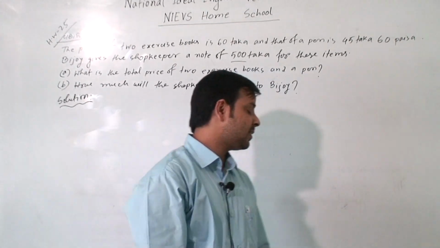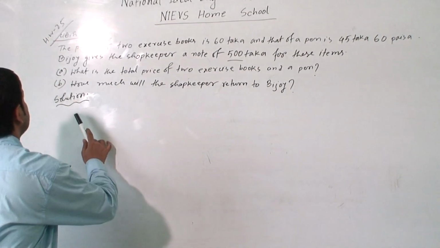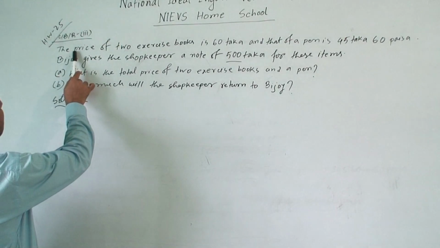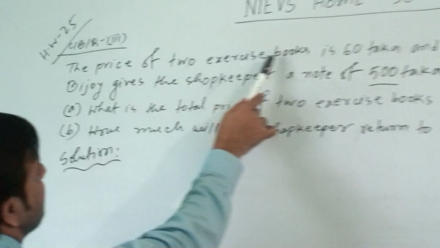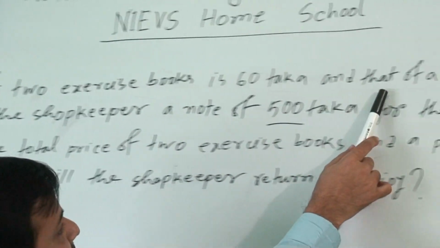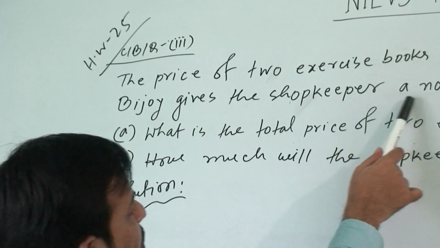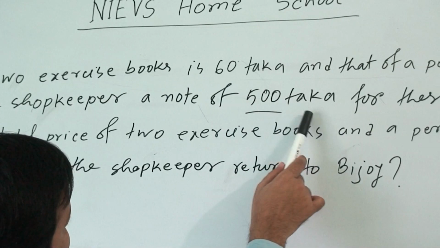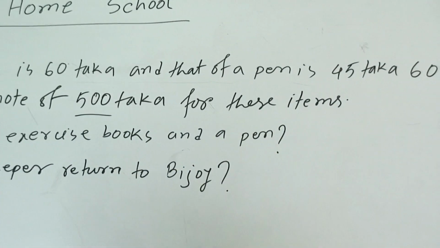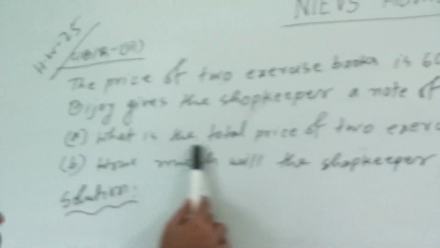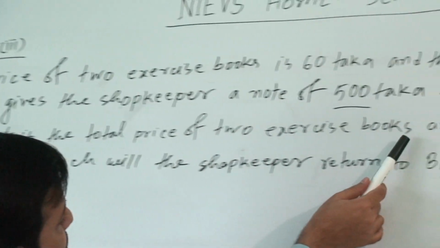Okay dear students, let us see the question here at first. CBQ 3. The price of 2 exercise books is 60 taka and that of a pen is 45 taka 60 paisa. Bijay gives the shopkeeper a note of 500 taka for these items. First question. What is the total price of 2 exercise books and a pen?